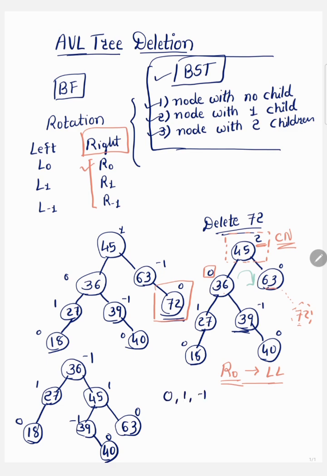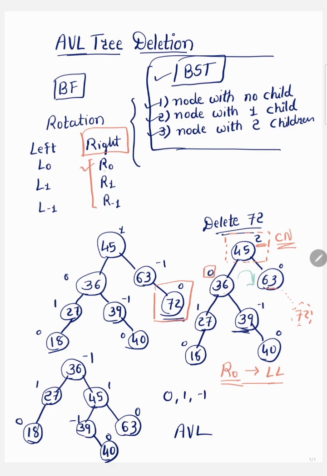Now if you check, that satisfies the condition of 0, 1, minus 1. So this is your balanced AVL tree, right? So I hope you understood this. So this is your R0 rotation, right? Now you might be thinking, yeah, this is R0 rotation, then what about R1 and what about R minus 1, right? So again the simple thing, I told you how to decide it, right?